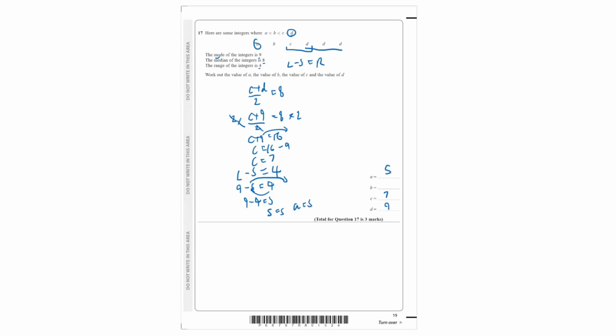Now, we still have to find B, and it's given here that these are integers. So we simply have to find an integer between 5 and 7. The only integer between these two is 6.